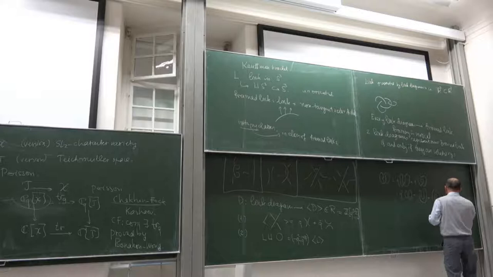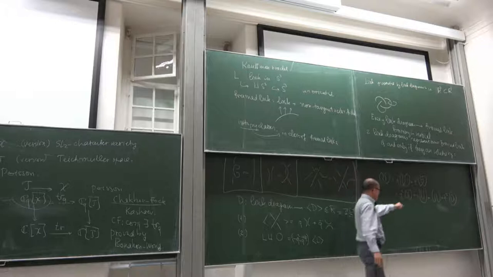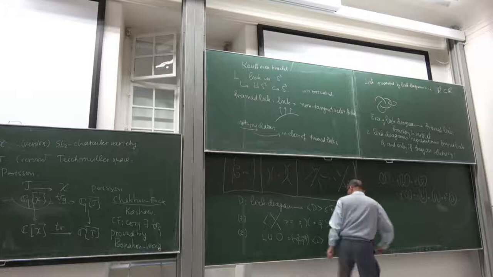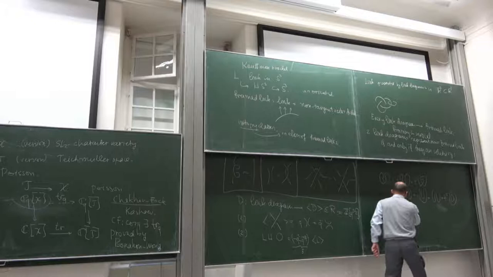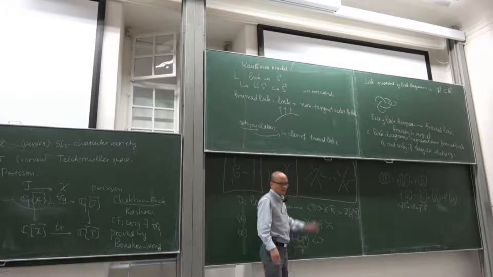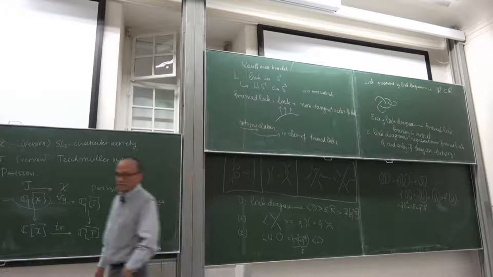Now each component doesn't have any crossing, and so the value of each will be just this number here. If I denote this by delta, then this will be equal to q squared delta plus 2 delta plus q to the minus 2 delta squared. And you replace delta by this one here, and you get a Laurent polynomial in q. Okay, so that is the bracket polynomial of a diagram.